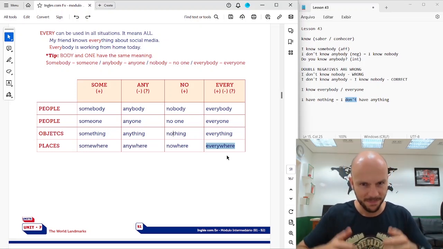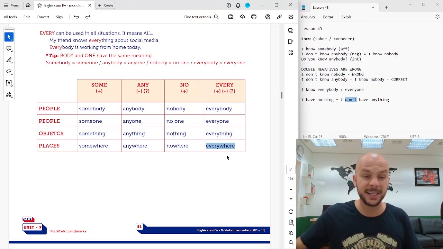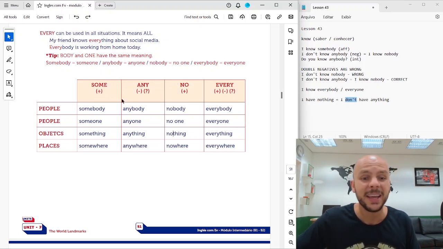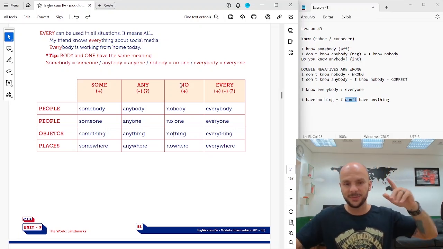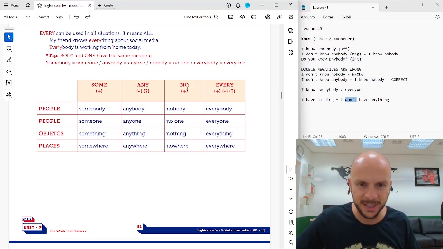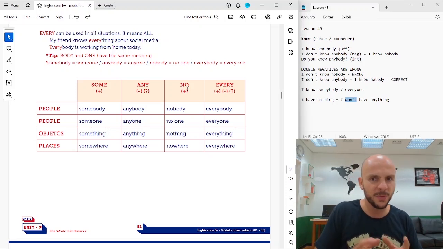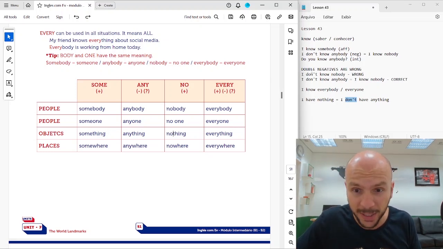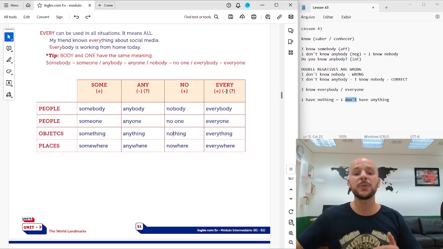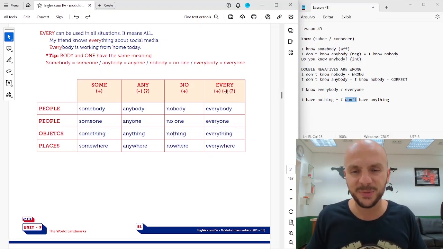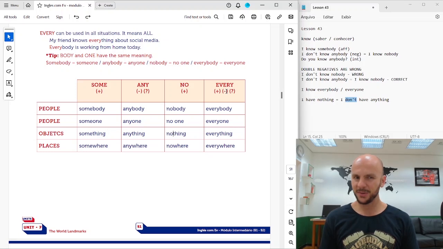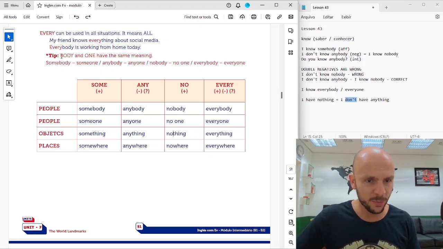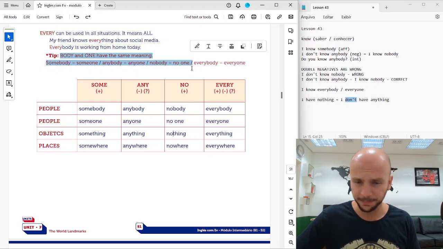Everywhere. Okay? Excellent. Fantastic. Some for affirmative, any for negative and interrogative, no for negative, but with the idea of negative. Okay? Affirmative with the idea of negative, without the auxiliary. Don't do double negatives. Okay? And every affirmative, negative, and interrogative. All right? So, body and one have the same meaning. Someone, somebody, anybody, anyone, nobody, okay?